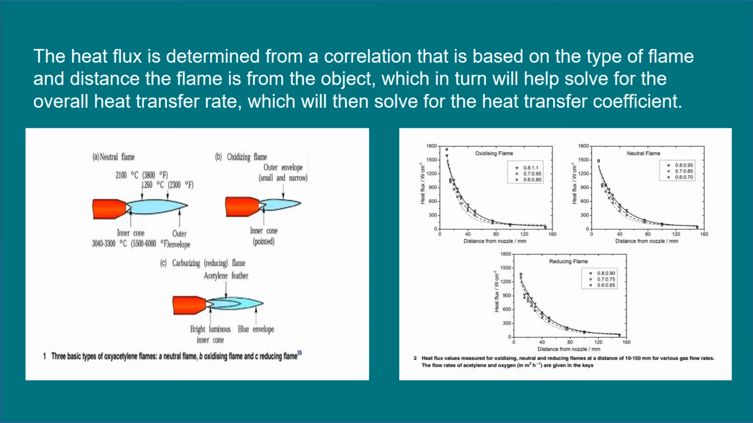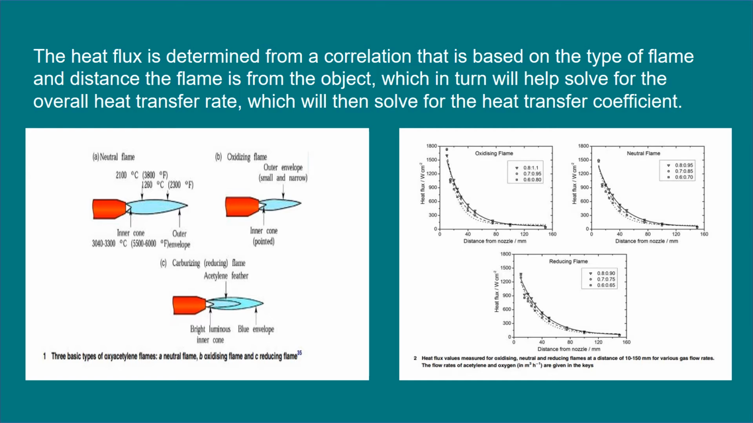You see on the left there are three types of flames an acetylene torch can produce, the first being a neutral flame, secondly an oxidizing flame, and lastly a carburizing or a reducing flame. Note a neutral flame has a small inner cone and a larger outer envelope, while an oxidizing flame has a medium-sized inner cone and a small and narrow outer envelope. A carburizing flame is much like an oxidizing flame, but it has an acetylene feather as well.